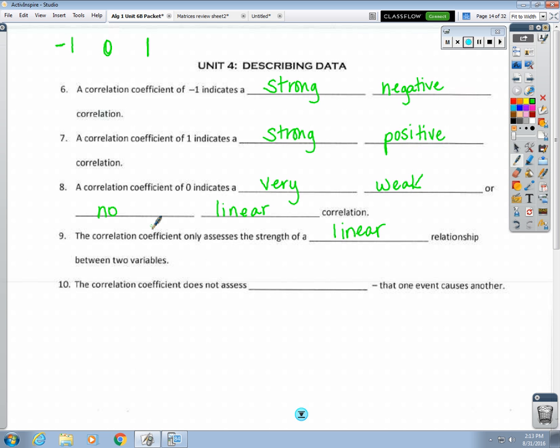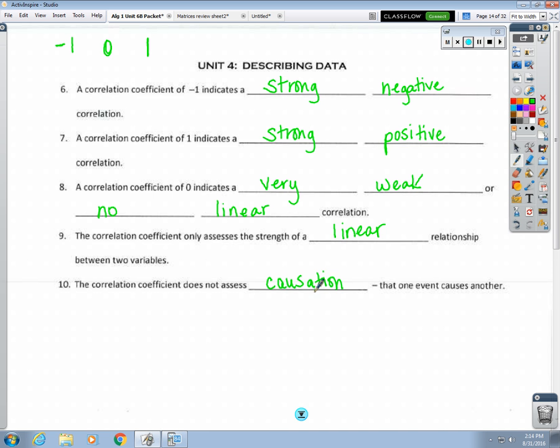Okay, we're only going to do the correlation coefficient for linear functions. The correlation coefficient does not assess causation. So just because you end up with a scatter plot that's very strong positive or very strong negative, that doesn't imply that there was causation.